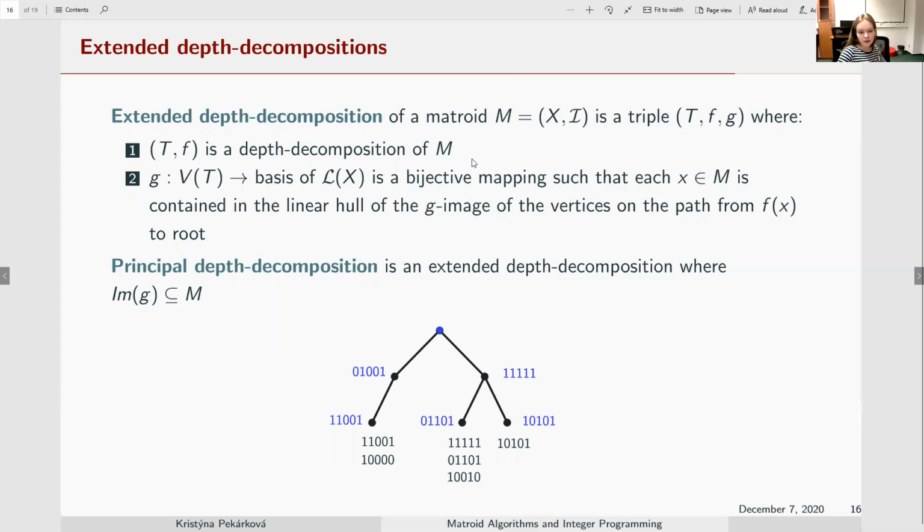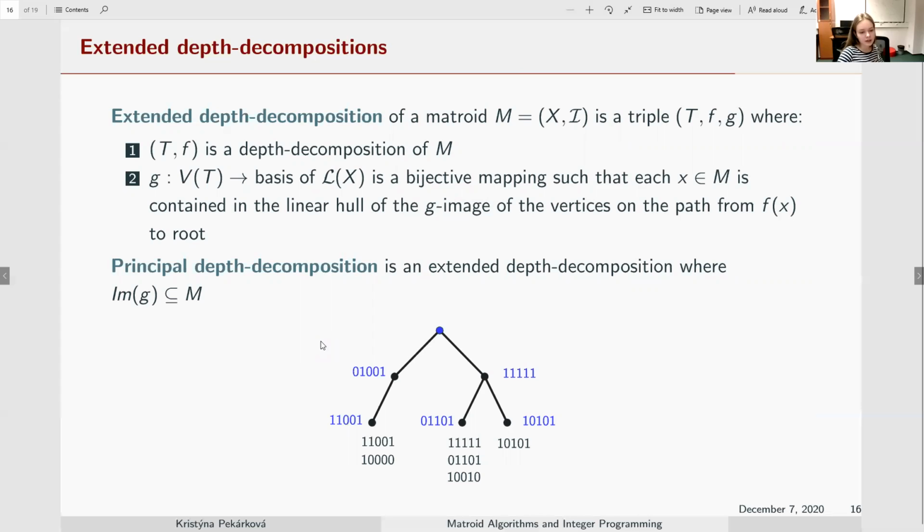That moreover needs to satisfy the condition that if we take any element x of the matroid, then we require that this element is contained in the linear hull of the G images of the vertices on the path from F(x) to the root. Again, this is quite complicated, so let me illustrate in the picture what it means. When you look at the leftmost leaf, then if we take any of the elements mapped here by F, for example the second one, then we require that it needs to be contained in the linear hull of the G images of the vertices on the path from it to the root. So it needs to be contained in the linear hull of these two blue elements. These represent the mapping G.